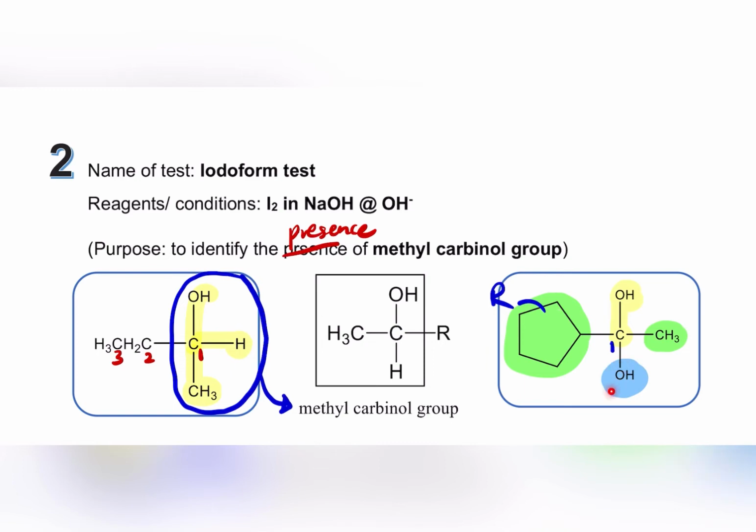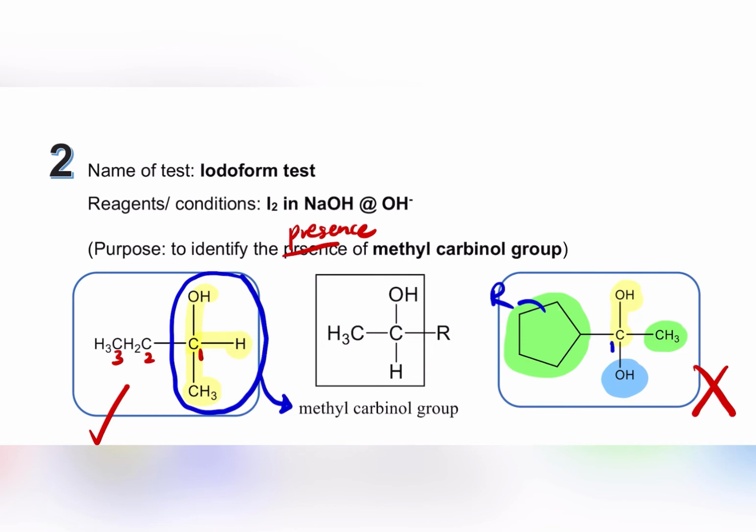So can I show a positive result for the iodoform test using this structure? No, I cannot consider this one as a methyl carbinol group. So you can see that on the left it can, on the right it cannot. I hope you are clear on how to identify a structure that has the methyl carbinol group.